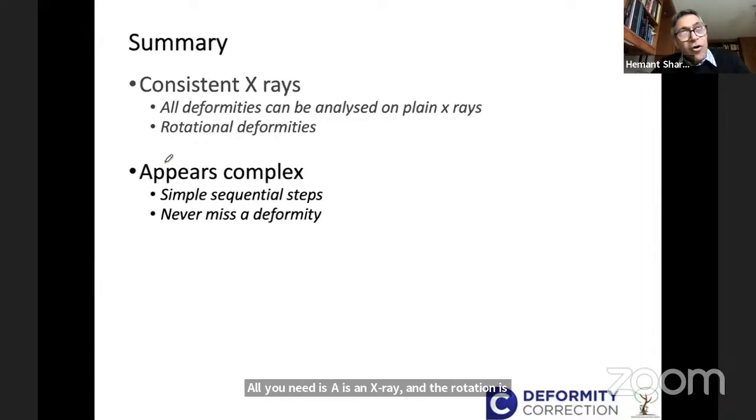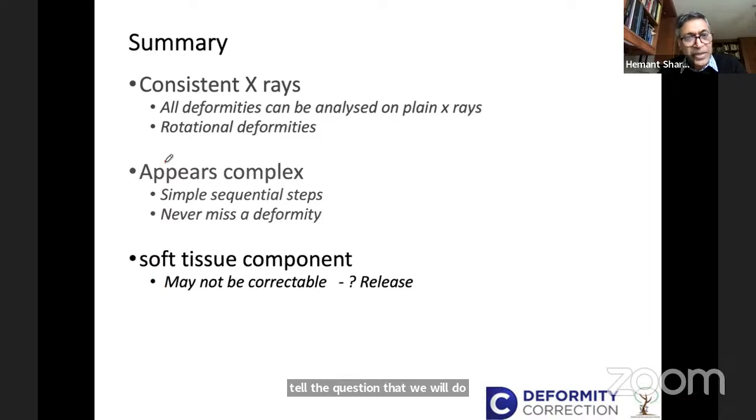And although deformity may appear complex, if you follow the simple sequential steps and break them down into problems, it's much easier for you to analyze, identify, and correct them. And sometimes you can't correct all the deformities in one surgery, and therefore you need to tell the patient that we will do it on a sequential basis.